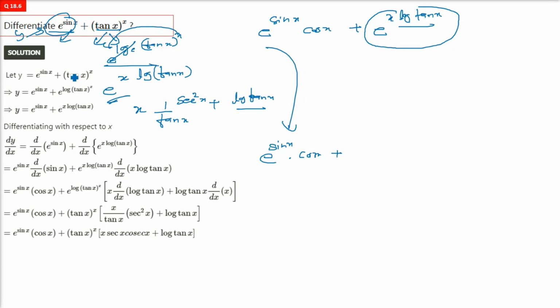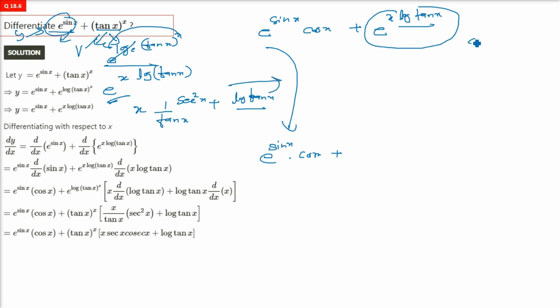But see, tan x to the power x was written by us as e to the power log tan x to the power x. That we did. So that can easily be transformed into tan x to the power x, because that was the actual thing. We started with that thing only.